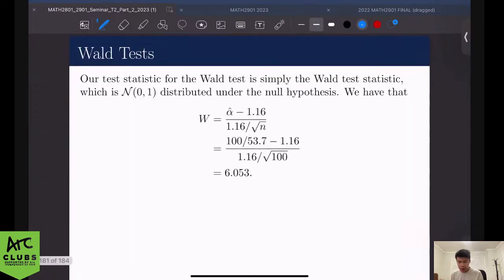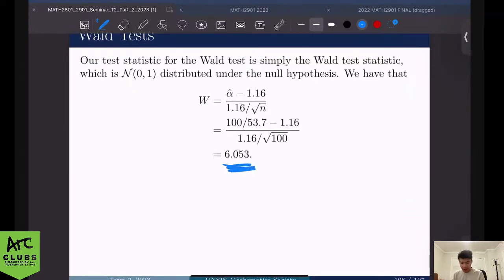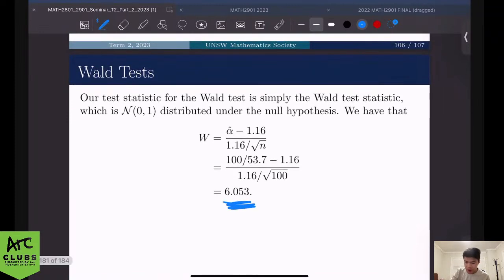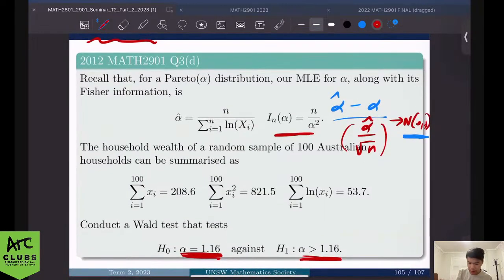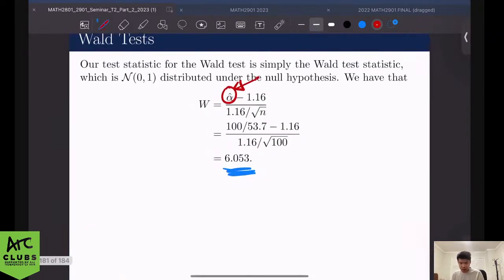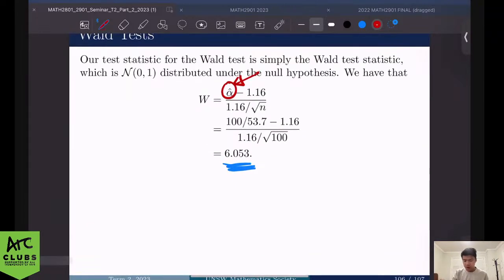What you would do is calculate it. I'll go through how to calculate it. Basically, you just sub in the MLE. In this case, you can easily calculate the sum of the logs. You do n divided by the sum of the logs, so it'll be 100 divided by 53.7. You sub that in, and you've got a Wald test statistic of 6.053.